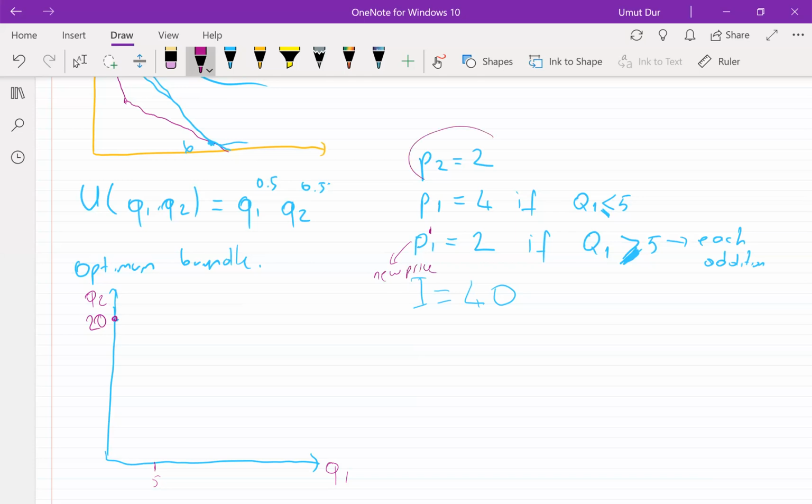So we are always keeping this constant. P2 is always 2. So there is a change in the price. There is a threshold point here. After the threshold point, the price of coupon changes. Then what will be the maximum amount of coupon that I will consume?